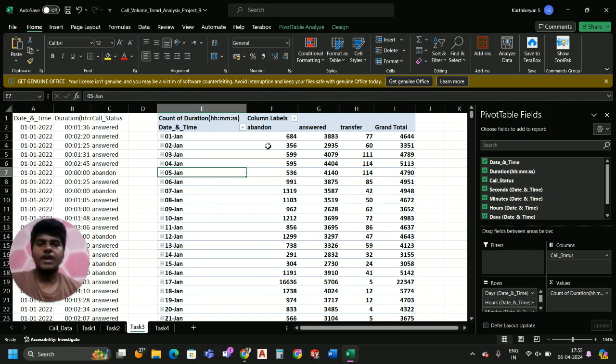Here you can see I have taken date and time in the row section. Here it automatically displayed in hours, minutes, seconds and days, so I have compressed here. I have taken the call status in the column, and the call duration I have taken in the values to get the number of count.